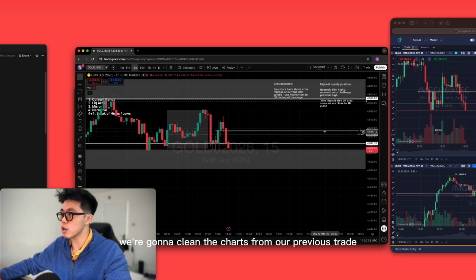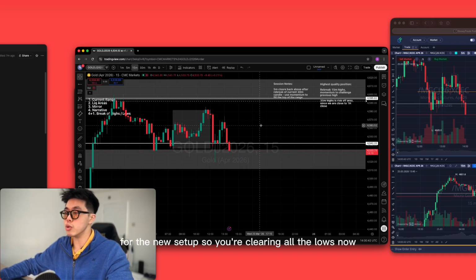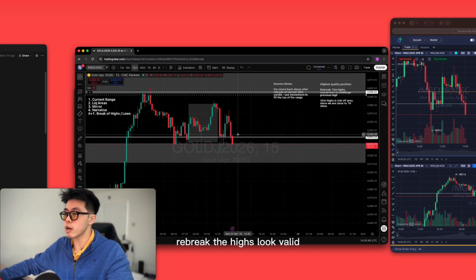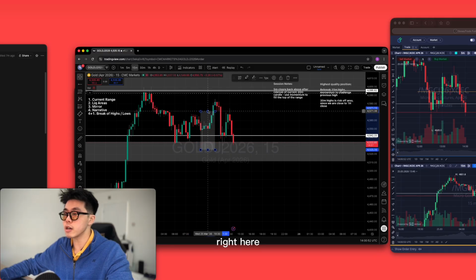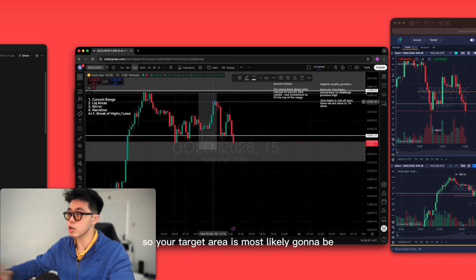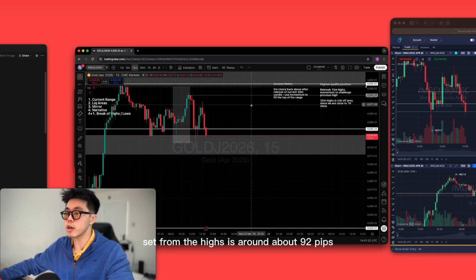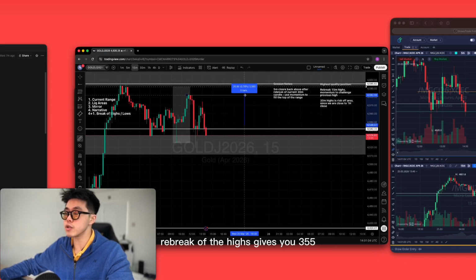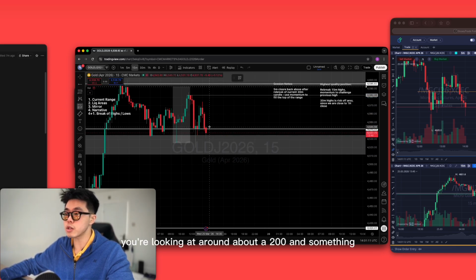So we're going to clean the charts from our previous trade, and we're going to reanalyze and re-break down price for the new setup. So you're clearing all the lows now. Rebreak of the highs looks valid, but we need a mirror on price action. Mirror on price action is most likely going to be this area right here on price to push you up and re-challenge these highs. So your target area is most likely going to be this area here. Set from the highs is around about 92 pips. Rebreak of the highs gives you 355. Aspirational targets is almost 500. That's 476. And you're looking at around about a 200 and something plus pips stop.